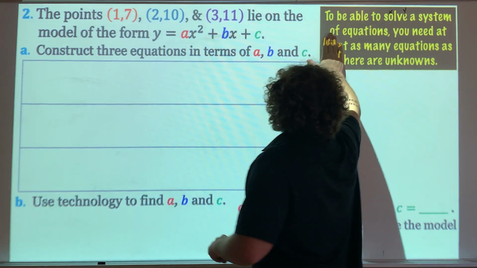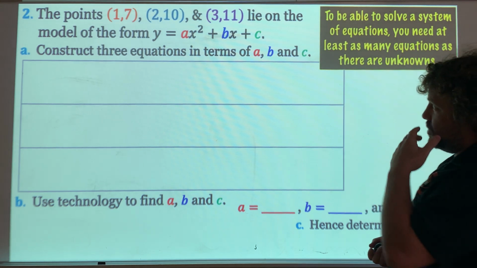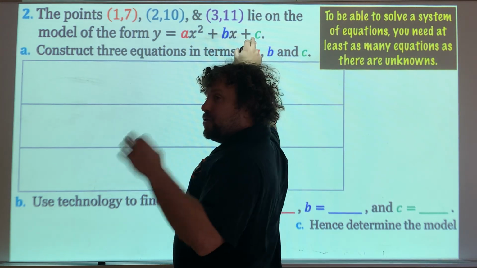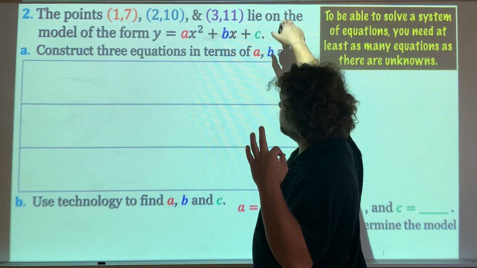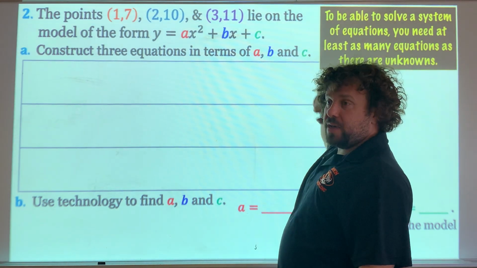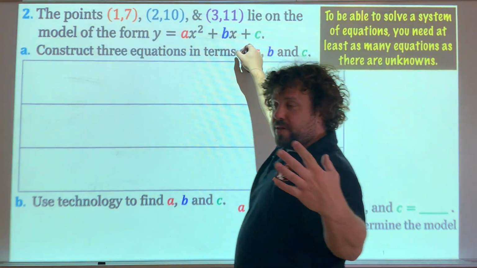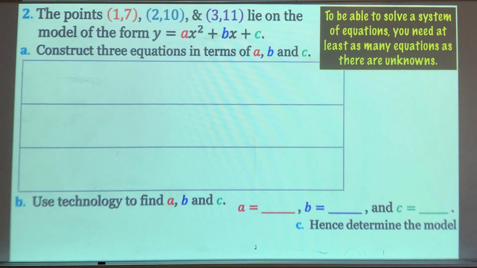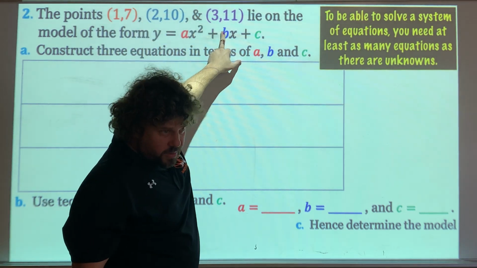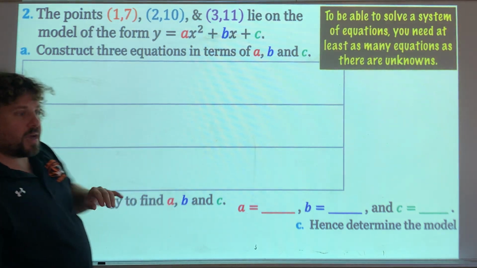Now, just so you know, to be able to solve a system of equations, you need at least as many equations as there are unknowns. So if there are 3 unknowns, you need at least 3 equations. If there are 4 unknowns, you're going to need 4 points, because each point gives you an equation. All right? If there are 2, you only need 2 points. Can you deal with more? Of course you can, but you can't deal with less. So 3 unknowns means you need at least 3 points to give you 3 equations. So what I want you guys to do now is take these 3 points, plug them into this equation, ax squared plus bx plus c, and give me 3 equations that we're going to plug into our calculator. All right?